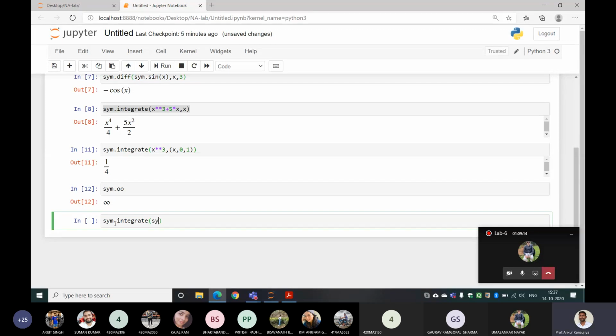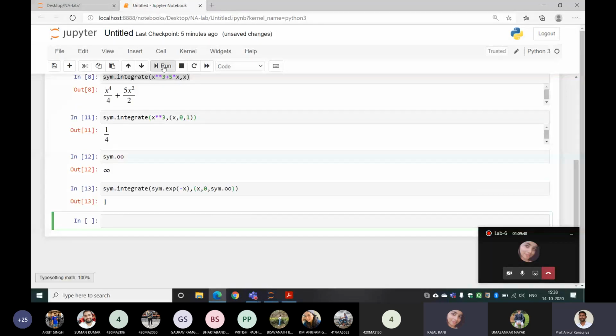I'm saying exponential function sym.exp minus x, comma. Now I will define the limit with respect to x, 0, comma infinity. Infinity means sym.oo. This is the integration of e to the power minus x with respect to x, limit from 0 to infinity. So what will be the answer? Plus 1. 1. So let us see what Python will give. Yeah, it is also giving 1.